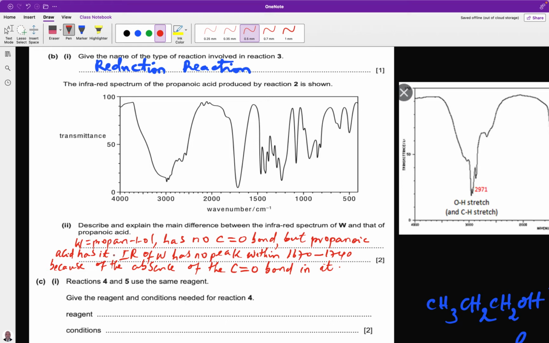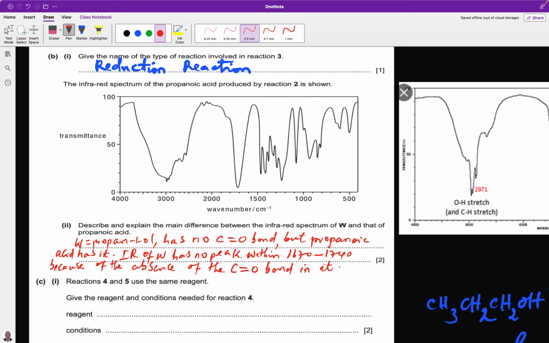Secondly, the infrared spectrum of the compound W will have no peak within the 1670 to 1740 absorption range because of the absence of the C=O, the carbonyl double bond, in it.